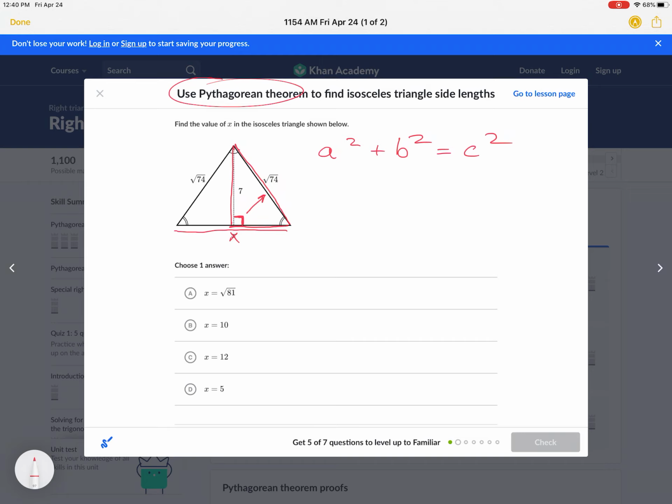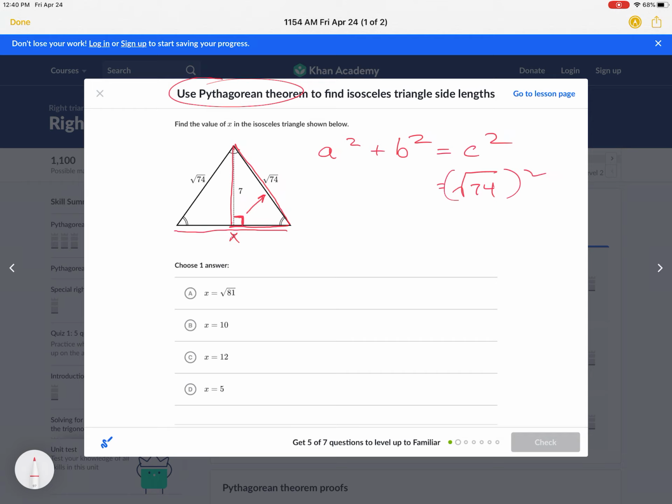All right? Although we want to find out what this entire length x is. So we're going to find out what half of that is, and then we can double that. All right. So right now we know that the hypotenuse is the square root of 74.